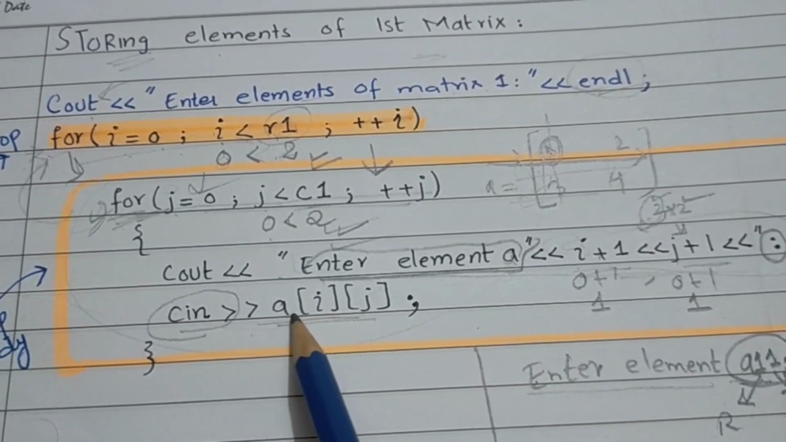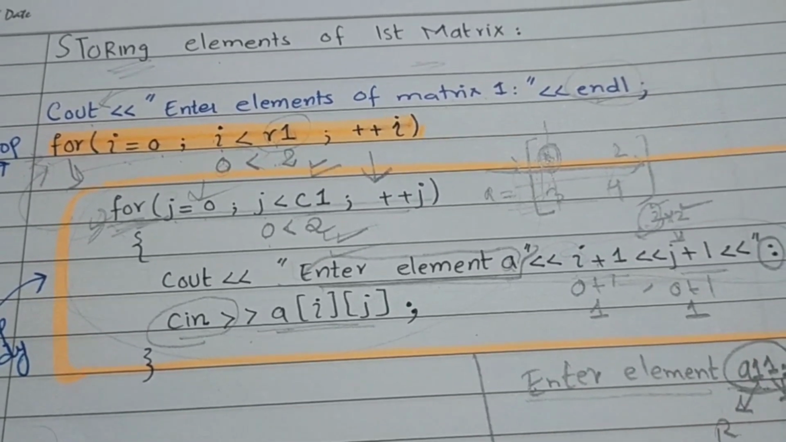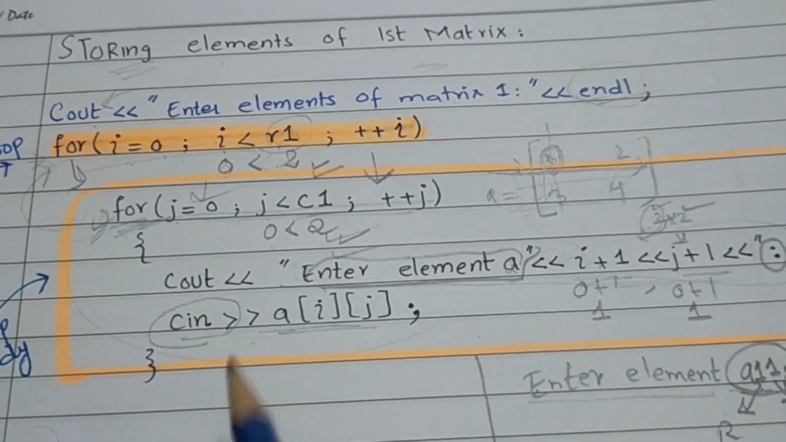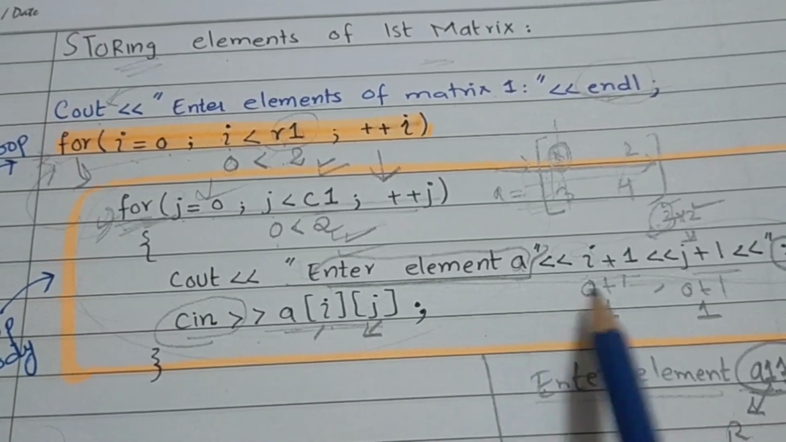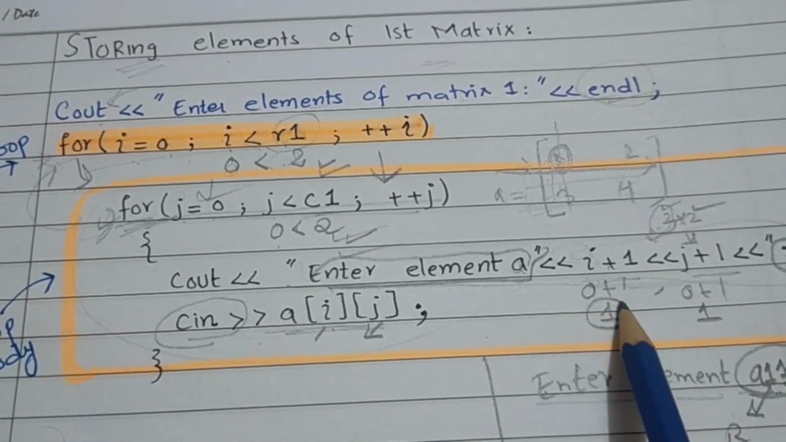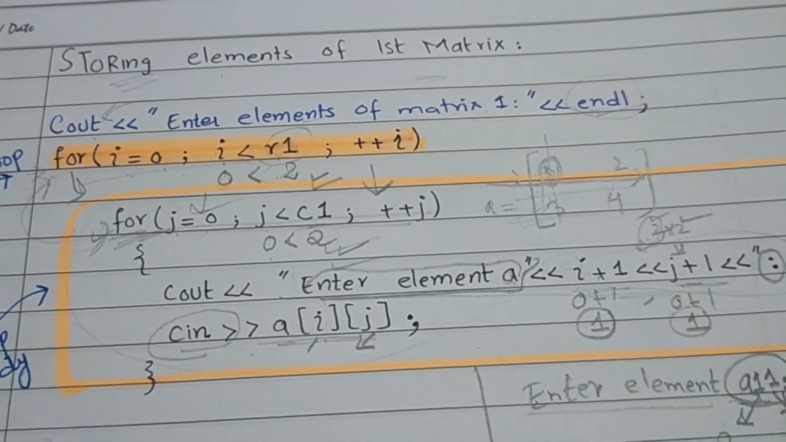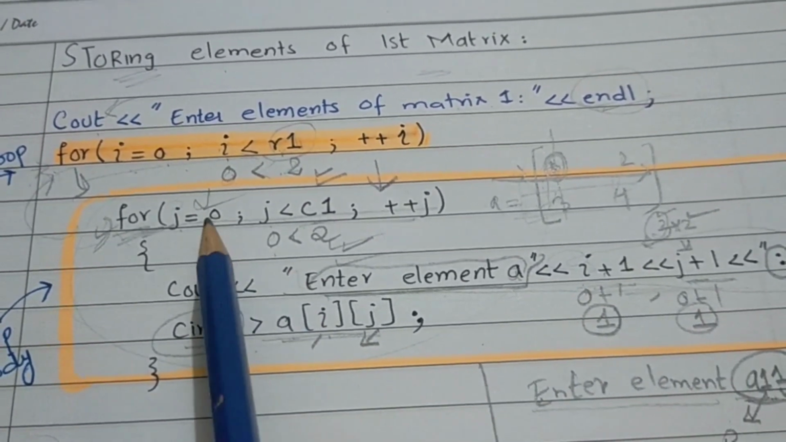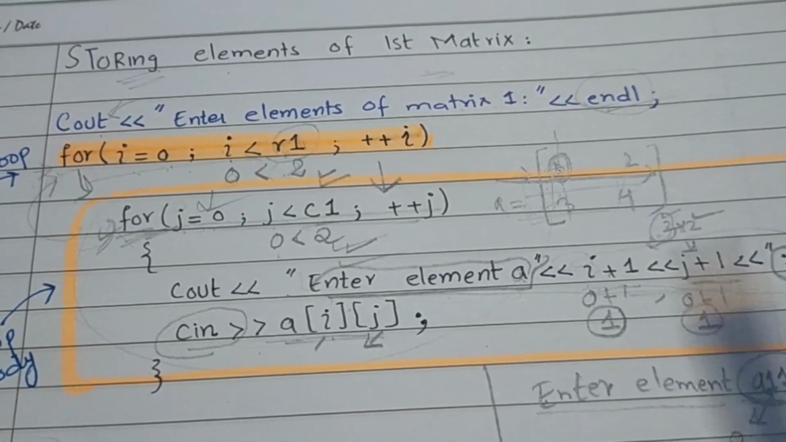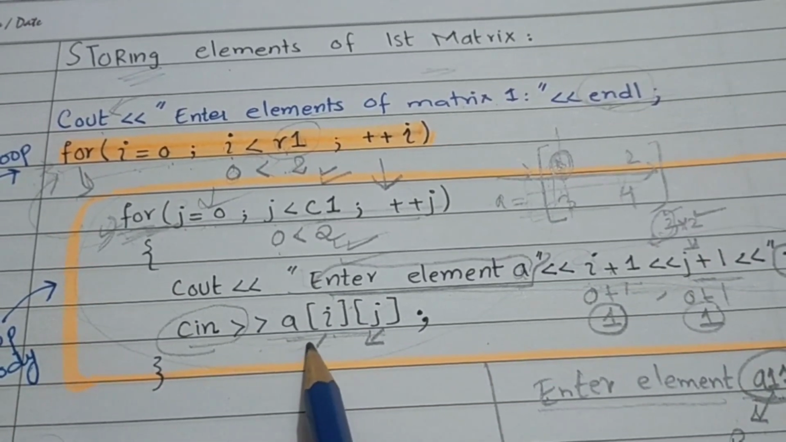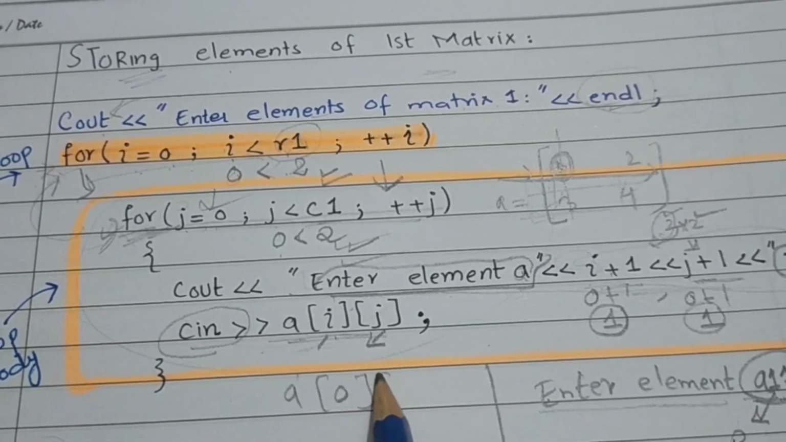So the user will enter the digit or the term. This shows the row and this shows the column. Now the value of i displayed is 1 and the value of j is also 1, but the actual value of i is 0 and j is also 0. So that's why here we got 0 and 0.